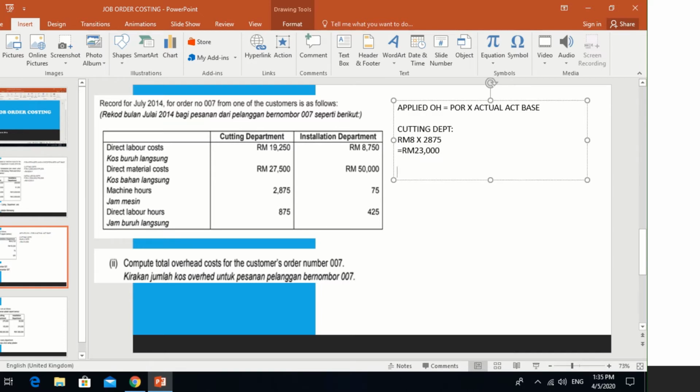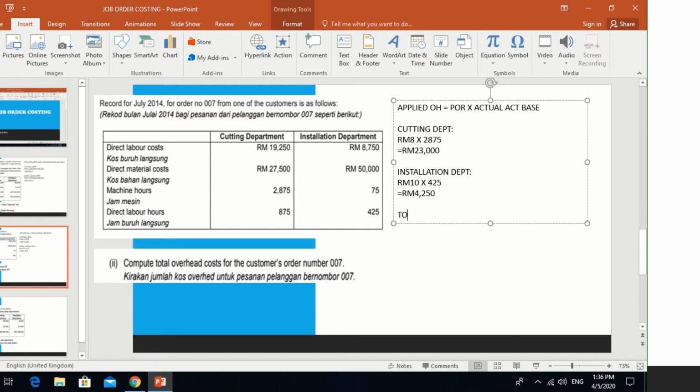Okay, for installation department, POR RM10 multiply by actual activity base iaitu direct labor hours for installation, 425 hours. So the answer is 4250. Okay, so now kita dah dapat dua-dua jawapan untuk dua-dua department.